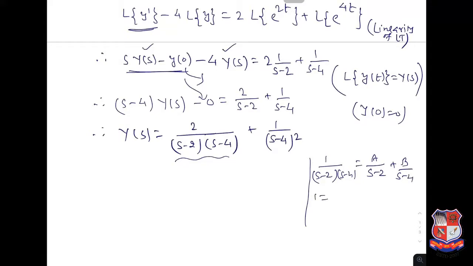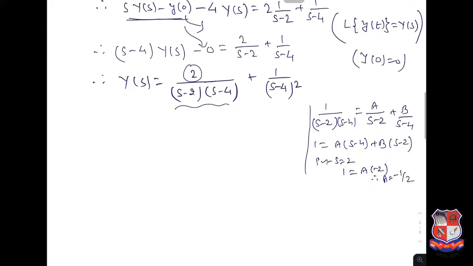So this is 1 equal to a into s minus 4 plus b into s minus 2. So if I take s to be 2, then this is 1 equal to a into minus 2. So a is minus 1 by 2. This is the part of your example, you should write in the paper also. Put s is equal to 4, 1 equal to b into 4 minus 2. So b equal to 1 by 2.